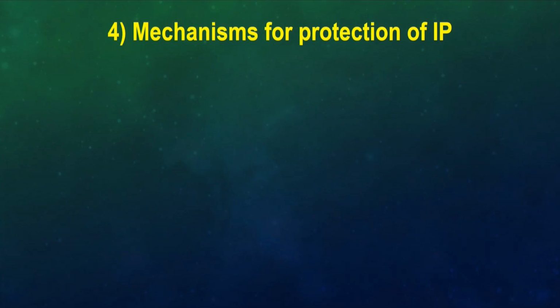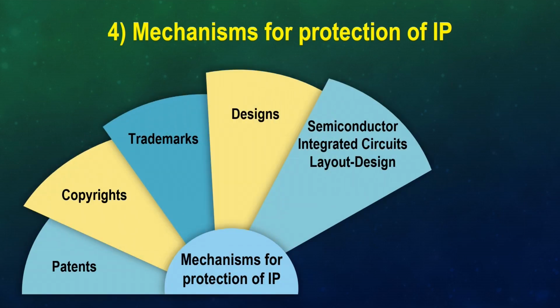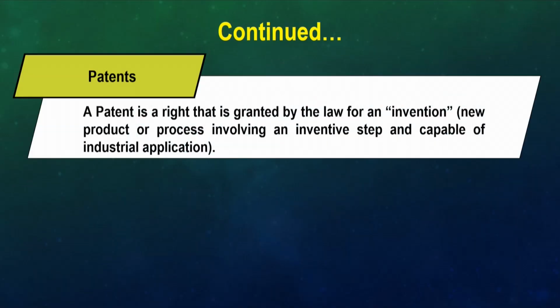There are different types or mechanisms for protection of IP. The 7 mechanisms that are enforceable in India are patents, copyrights, trademarks, designs, semiconductor integrated circuits layout design, geographical indications, and protection of plant varieties and farmers' rights. So, briefly we will cover the definition of each. First, patents. A patent is a right that is granted by the law for an invention. Invention is a new product or process involving an inventive step and capable of industrial application.